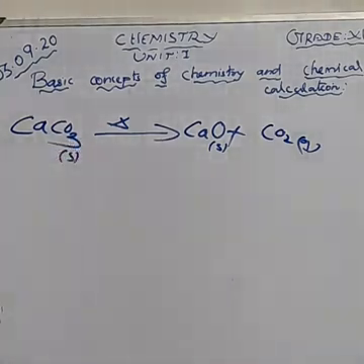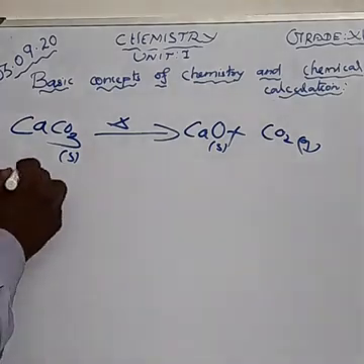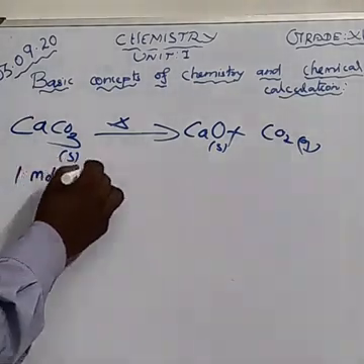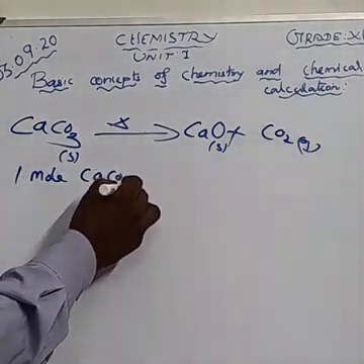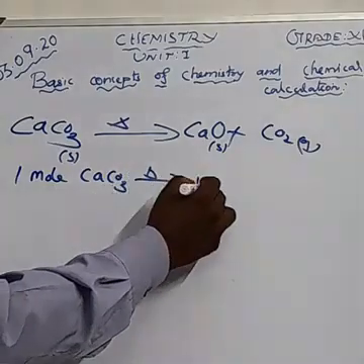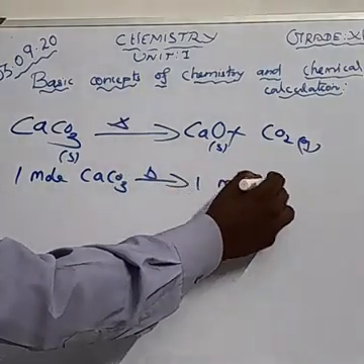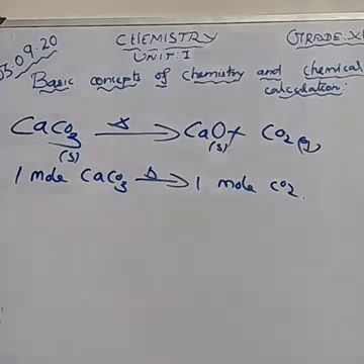Here, as per the stoichiometric equation, 1 mole of calcium carbonate on heating gives 1 mole of carbon dioxide. This is as per the balanced chemical equation.